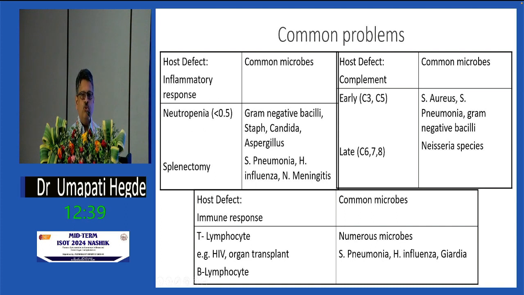If the patient has neutropenia, then you expect more gram-negative bacilli, and even staph, candida, and aspergillus. And if the patient has had a splenectomy, or has received rituximab, then you get more encapsulated organisms like pneumococcus, H. influenzae, and meningococcus. And if there is an early C3 abnormality, you get staph, pneumonias, and bacterial infections, and later you can get Neisseria species. So we have to keep in mind what immunosuppression is used, or whether there is any neutropenia. With lymphocyte depleting agents, if host defense is abnormal, you can get numerous microbes. In HIV, you can get H. influenzae and pneumonia.